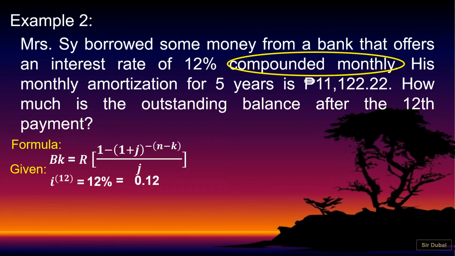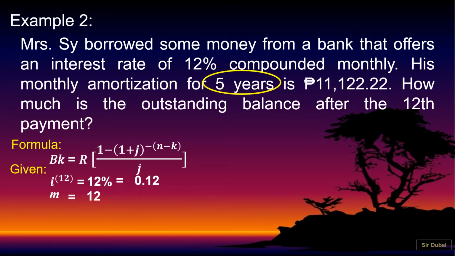Next, we have the term compounded monthly. That is the number of conversion periods in one year, or what we call the frequency of conversion. In symbol, that is letter m. We all know that in a year, there are 12 months. Next, we have that 5 years, which is our time or term.